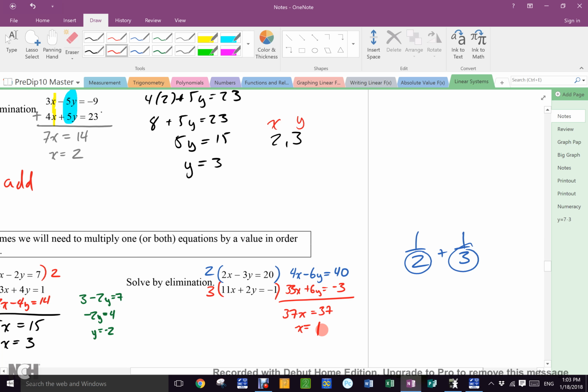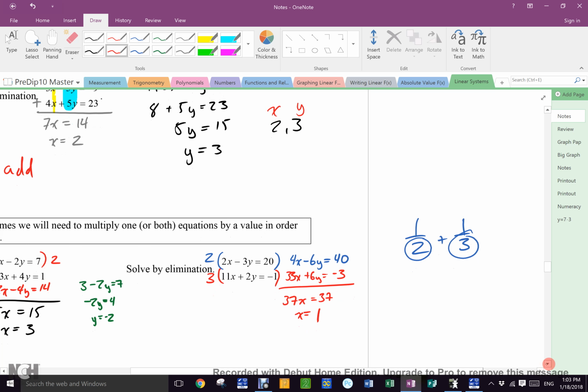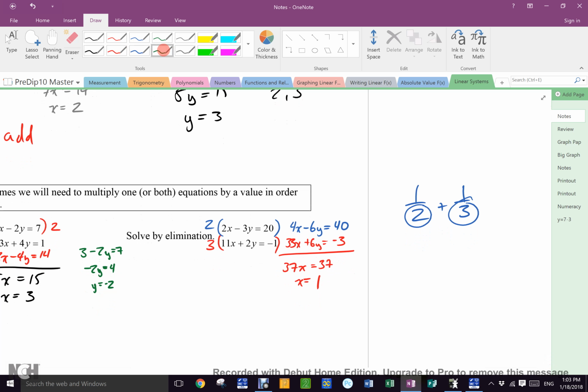What does x equal? 1. Oh my goodness. Where does that x go? Anywhere I see an x. 2 times 1 minus 3y equals 20. 2 minus 3y equals 20. Minus 3y equals 18. y equals negative 6. What's the ordered pair? 1, negative 6.